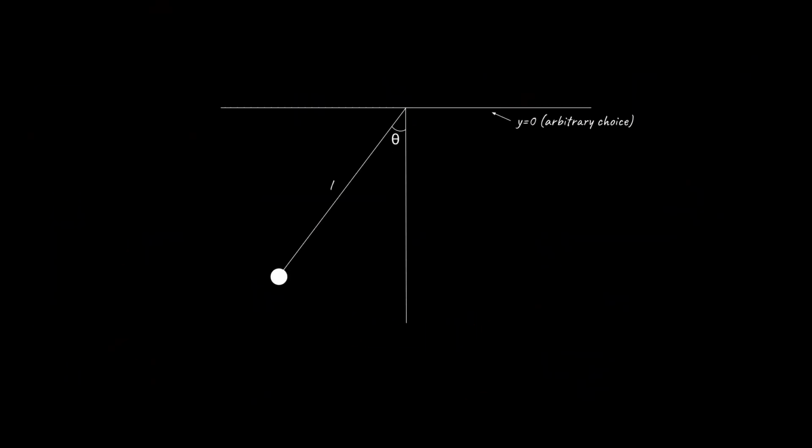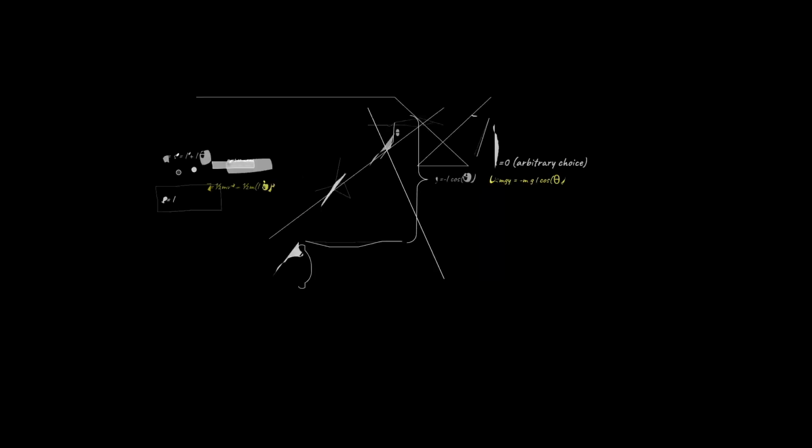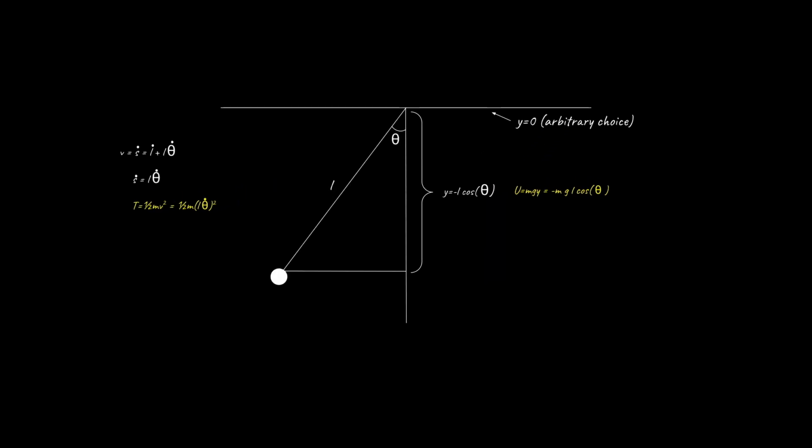This looks like a system that might be well suited for polar coordinates, so we'll use that and we'll try to figure out how theta varies with time. The length of the right side of this triangle is just going to be L cosine theta, and since we set y equal to 0 right at the top, it's in the negative direction. So y, or the height, is negative L cosine theta.